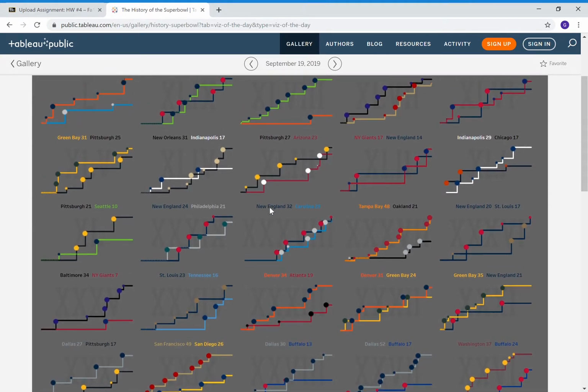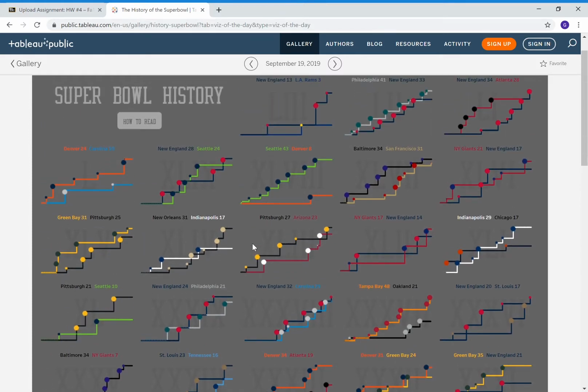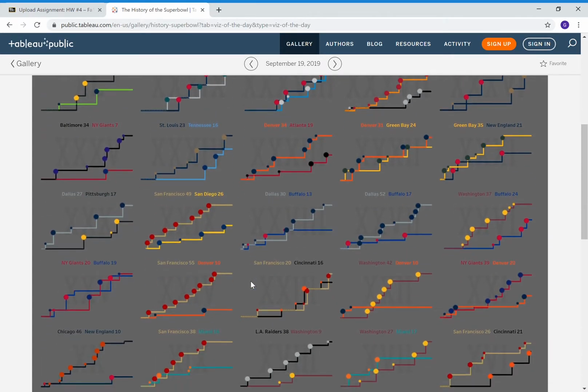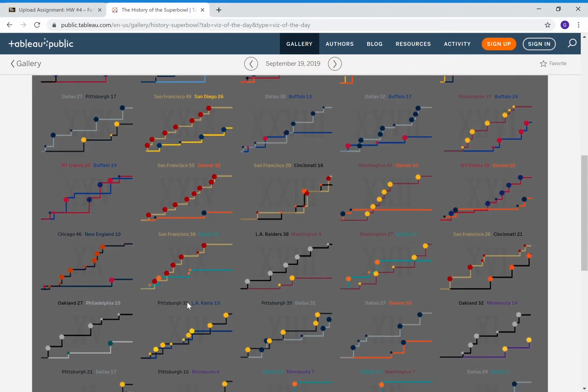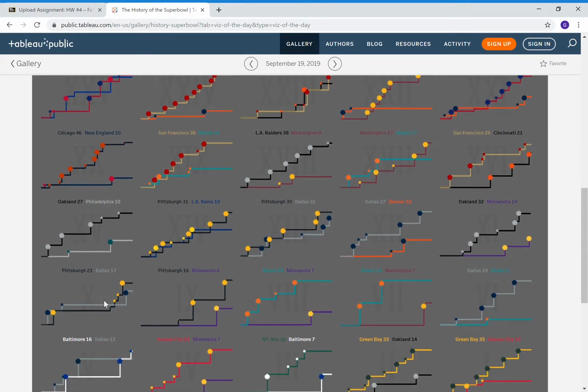These graphs are a representation of two line graphs on top of each other. So this would be a great example of a stacked line graph. And I think for this use, they did a pretty good job using the stacked line graph to represent the data that they were trying to show.